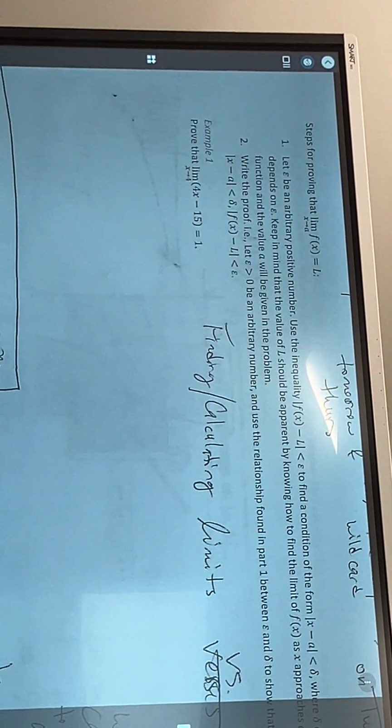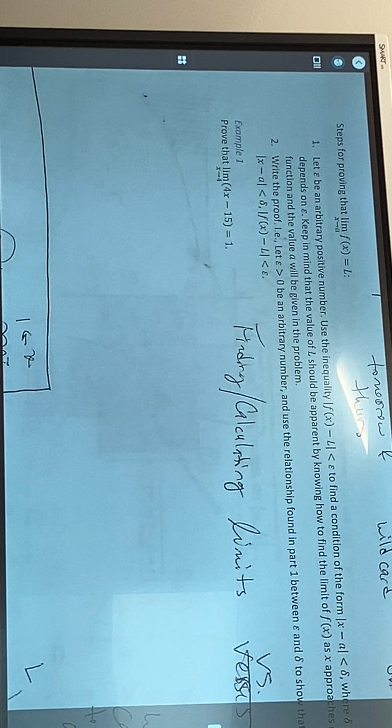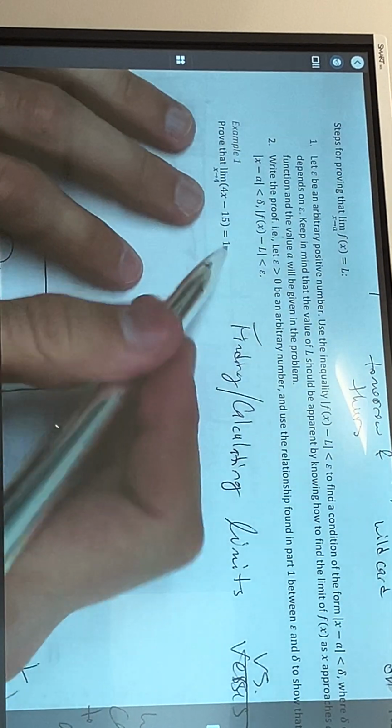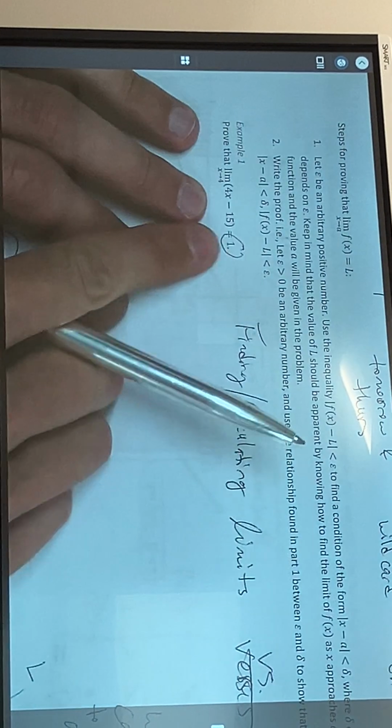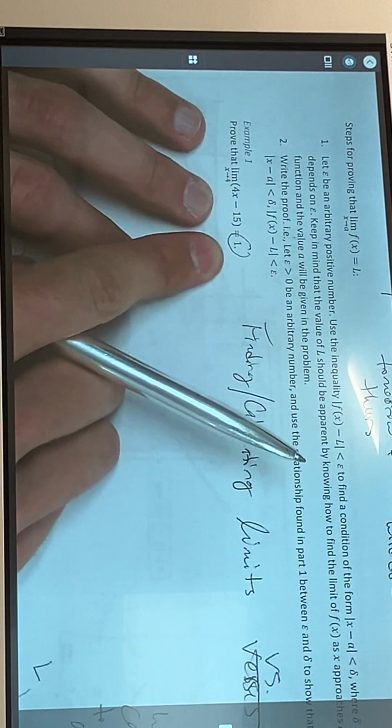The limit, we're trying to prove that the limit is 1. And so the limit's always the y value. We're trying to prove this one. And we're trying to tell how close f of x gets to this thing. F of x is the y value, 1 is a y value.